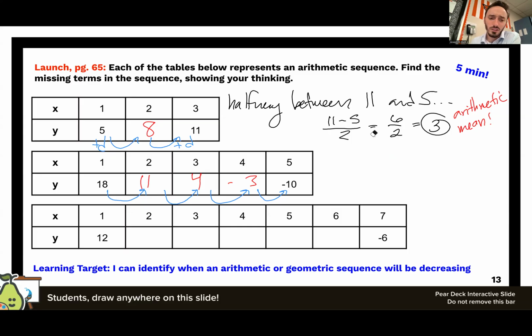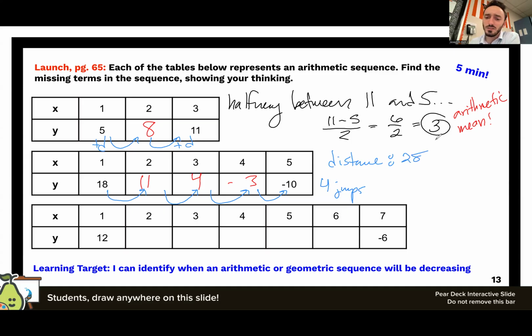Another thing that may have occurred to you guys is that if you count the number of blue arrows here, I'm making 4 jumps to go from the first term of the sequence to the fifth term. And I know my total distance in terms of the value, 18 down to negative 10. I know that distance on the number line is 28 units.